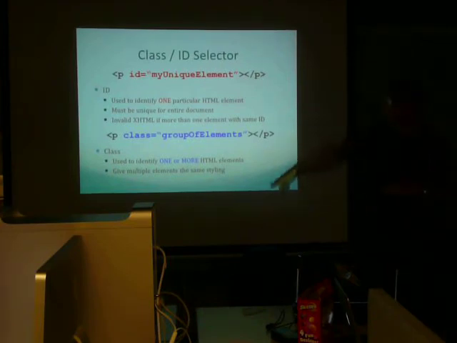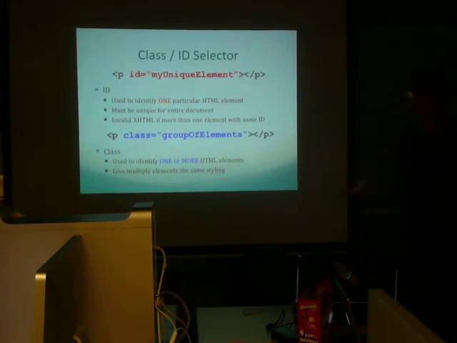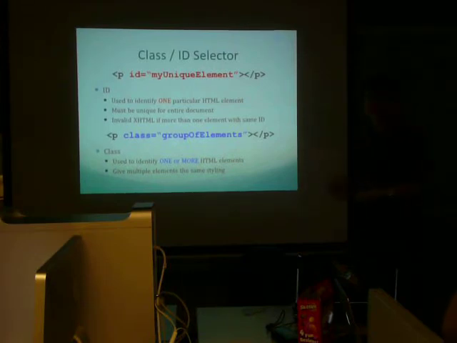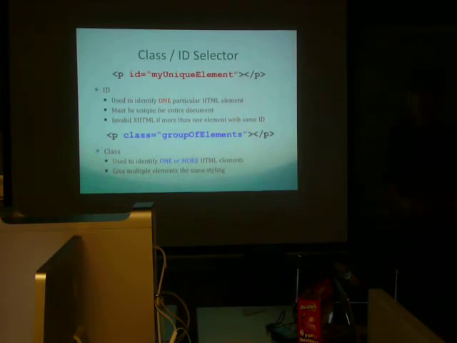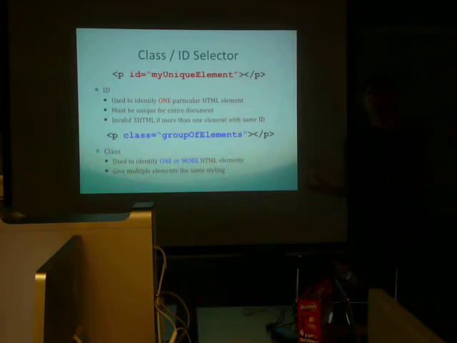Classes are just the opposite. You can have one thing with one class, but you can also have multiple things with one class. And so what that does is it gives it a kind of logical grouping of things. So an example of an ID would be, if you were on Google's homepage, maybe the Google logo has an ID. There's only one Google logo on the front page. Maybe once you enter a search query, each search result box is a class because there's multiple search results once you enter an inquiry.